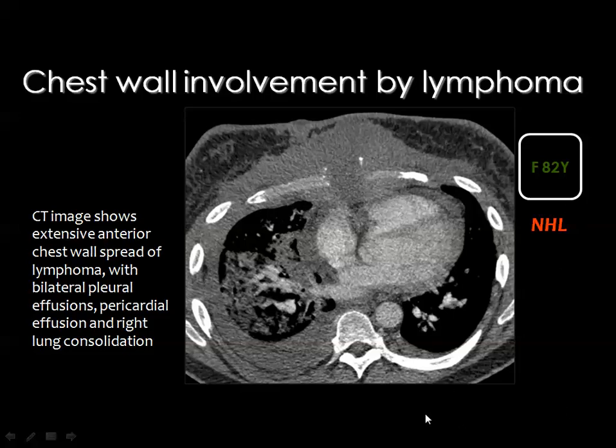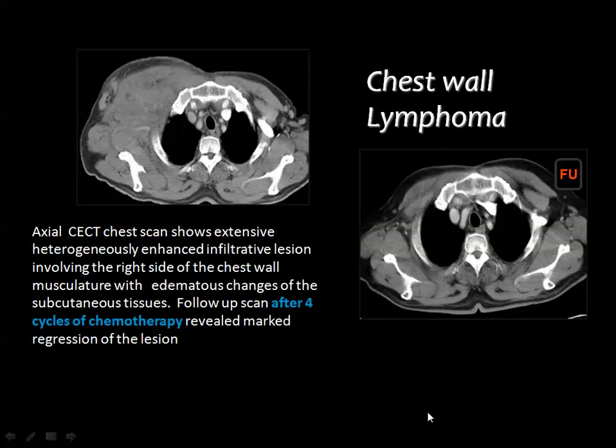And this is lymphoma of the chest wall, appearing as a bulky, ill-defined mass infiltrating the chest wall muscles. And this is the follow-up after 4 cycles of chemotherapy, showing considerable or marked regression of the disease.